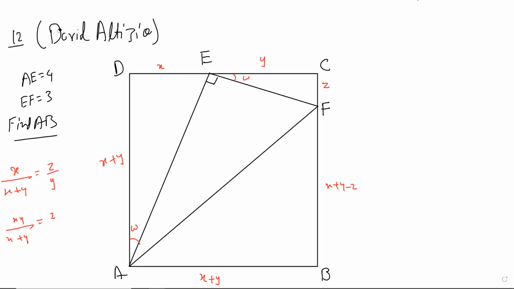Sir, EC will be 3/4 of x plus y, right? Why 3/4 of x plus y? No, AC should be bigger than x plus y. AC is the diagonal, right? It's bigger than. Sir, not AC, EC. Why is EC 3/4 of x plus y?